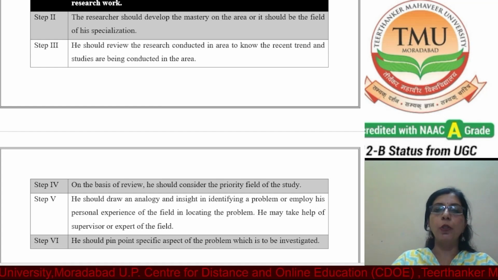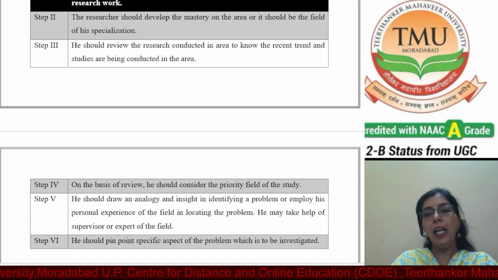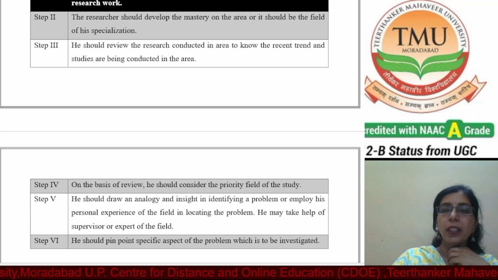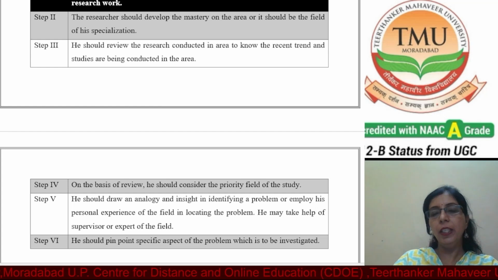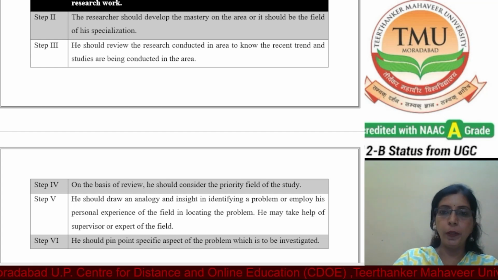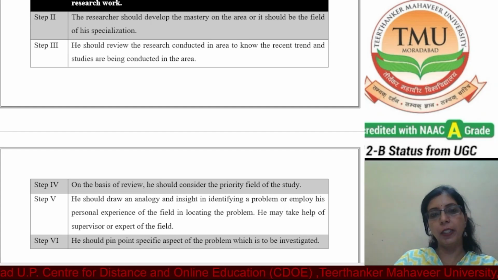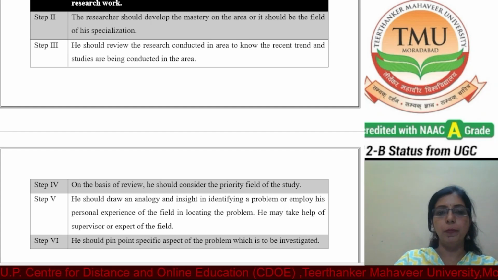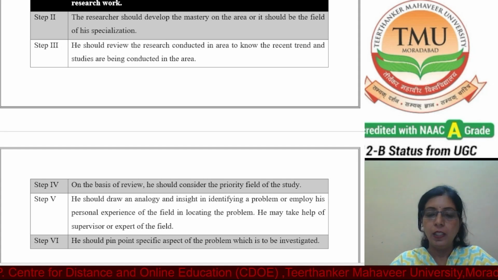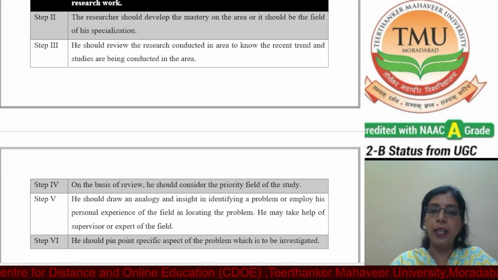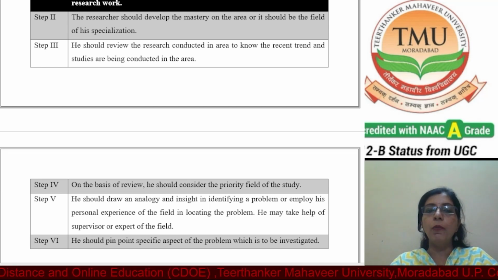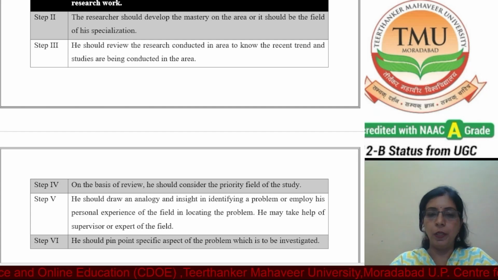A research guide should be the only help to a researcher. Their work should be to help a researcher in identifying or selecting an appropriate problem. Still, some points may be taken care of while selecting a research problem, which I am going to discuss with you one by one.